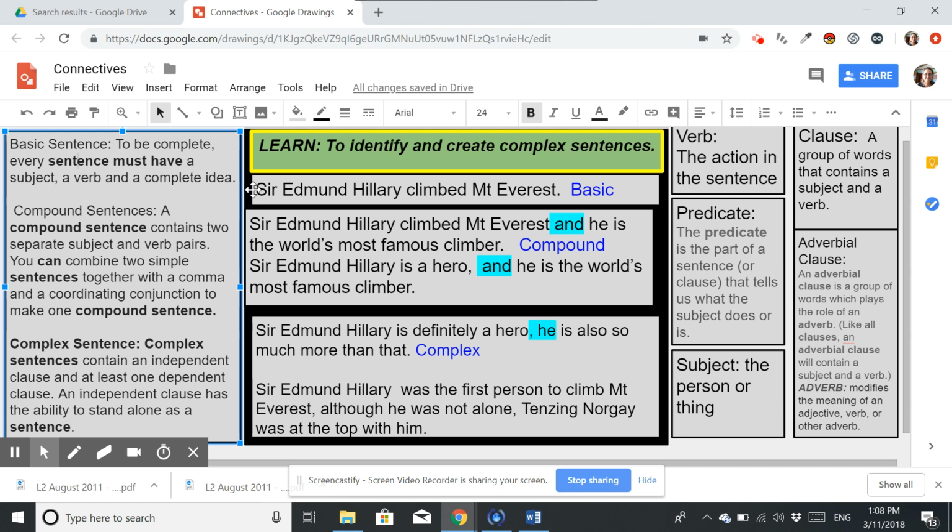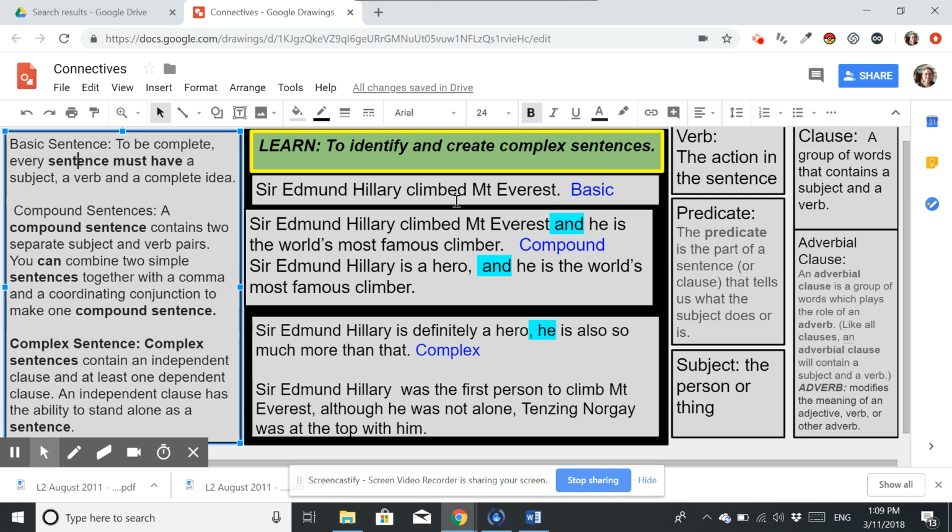Okay, so we've got here a basic sentence example, and I've been talking about Sir Edmund Hillary because he fits in with our hero theme that we're currently working on. Sir Edmund Hillary climbed Mount Everest. So our subject here is Sir Edmund Hillary. The verb is climbed, and Mount Everest. Mount Everest is a noun. Mount Everest is the thing that Sir Edmund Hillary climbed. That's a basic sentence. It tells us a complete idea with a subject and a verb.